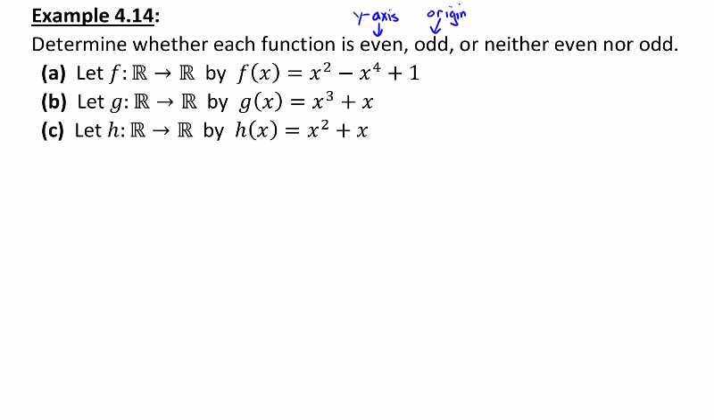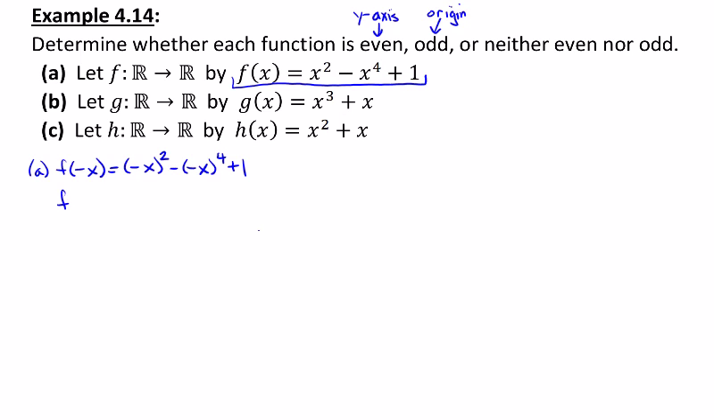For part A, we have f defined over all real numbers, and it's given by the equation f of x equals x squared minus x to the 4 plus 1. So I want to take this and I want to compute f of negative x. And that will require me to plug in negative x for every instance of x in the formula. And we want to simplify.